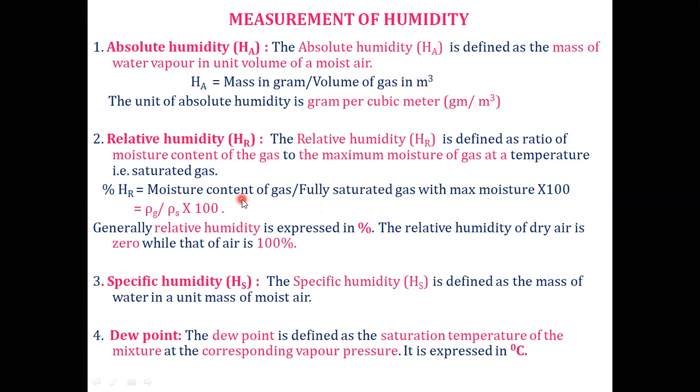That is given in terms of moisture, in terms of rho: rho g by rho s, where s is the fully saturated gas. Moisture content of gas, that is rho g by rho s into 100. This is a small formula given in terms of moisture content. Generally, relative humidity is expressed in terms of percentage. The relative humidity of dry air is 0, while that of saturated air is 100%.